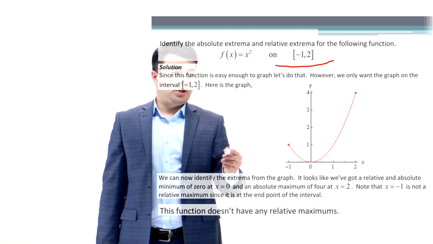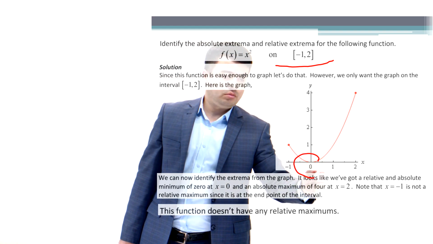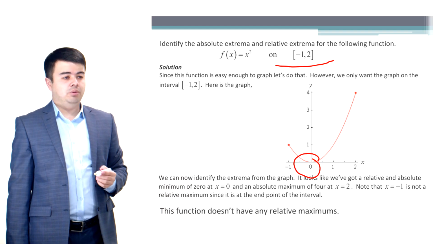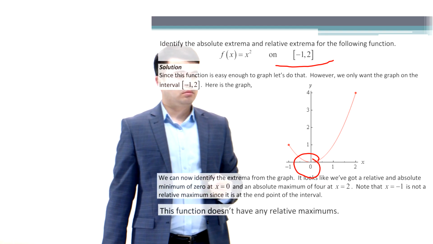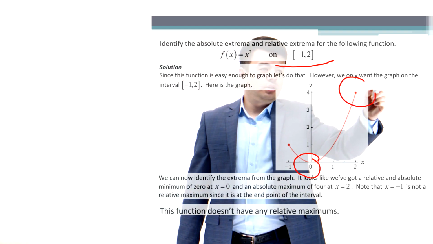So here you can see point 0 will be absolute minimum. Absolute minimum. And here absolute maximum is here. This is absolute maximum.